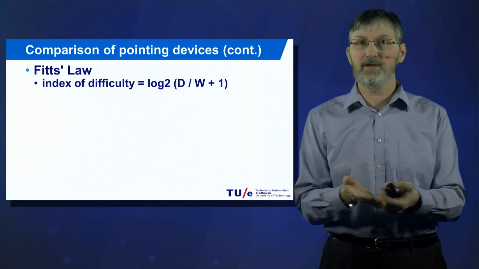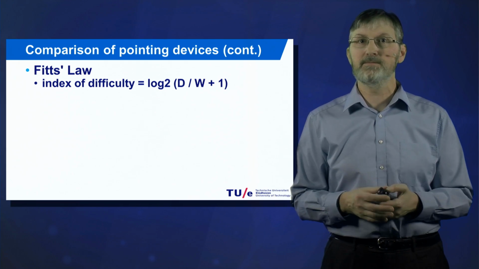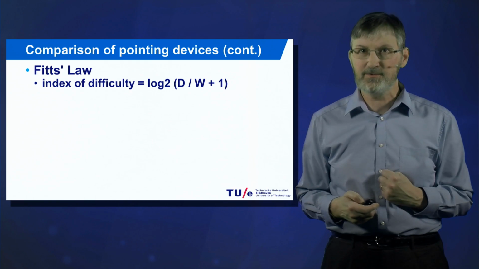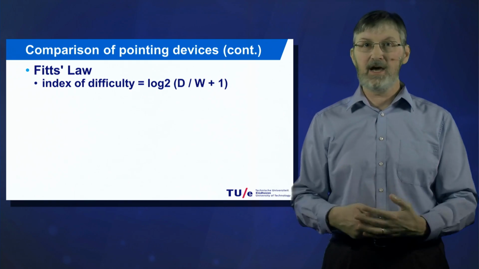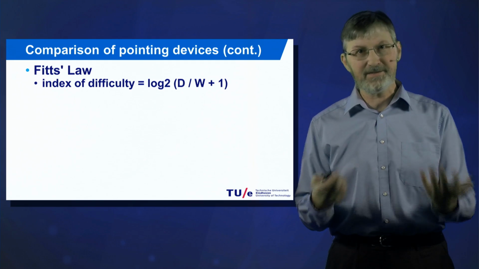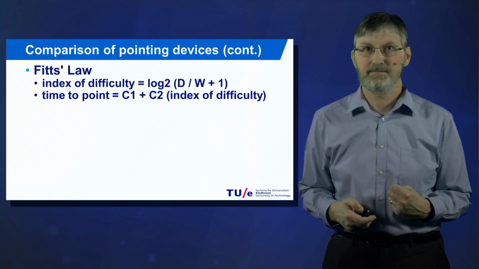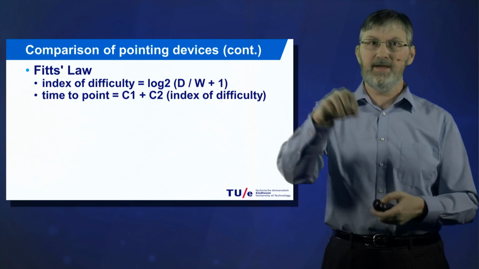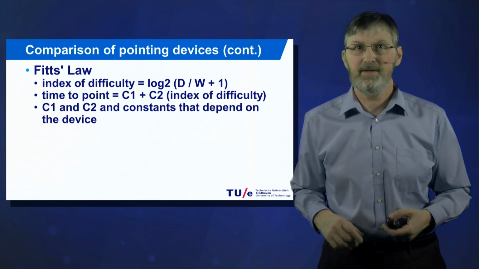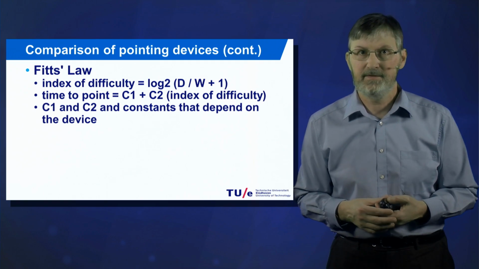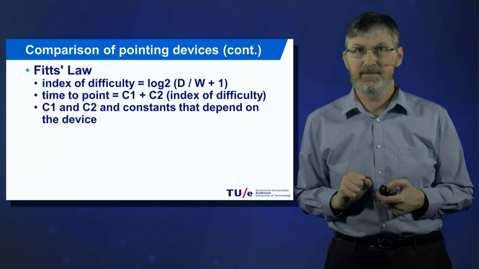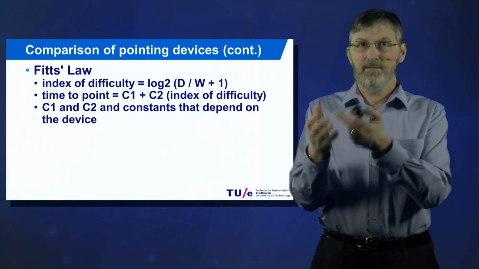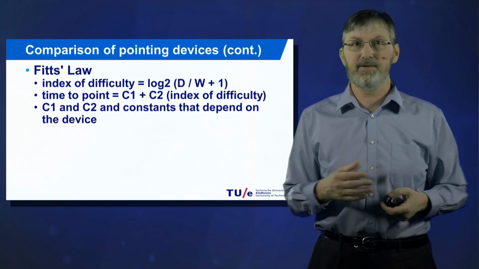It's like scoring a goal in football. The further you are from the goal, the harder it is to score. The larger the size of the goal, the easier it is to score. The time it takes to point at a certain point is a constant that depends on the device, and another constant depending on the device times the index of difficulty.